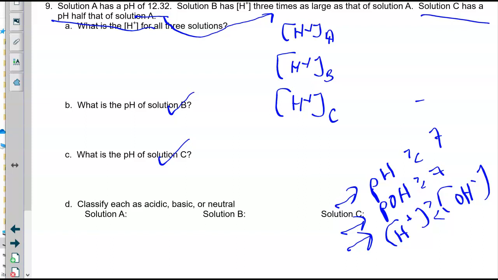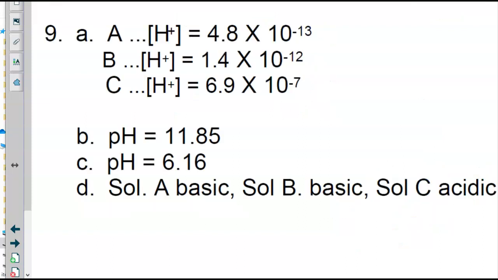This is what you should get for your answers, but you will need to be able to do the math and justify for part D why things came out the way they did.